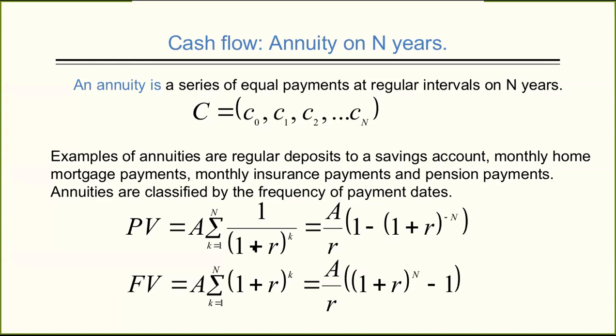So you should know this formula. We proved this formula: the sum of 1 divided by 1 plus r to the power k, with k from 1 to n. But what can you say about this? How can we obtain this expression? Who knows? It's like the sum of a geometric progression.